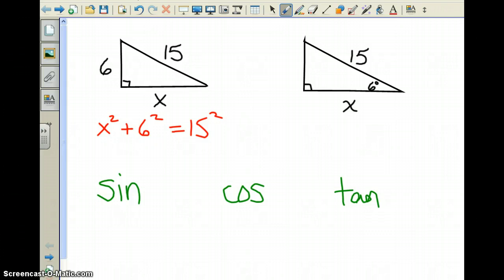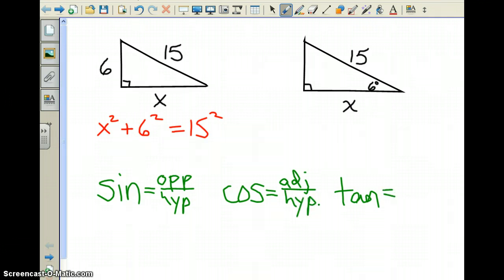The sine ratio is opposite divided by the hypotenuse. The cos ratio is the adjacent divided by the hypotenuse. And the tangent is the opposite divided by the adjacent.